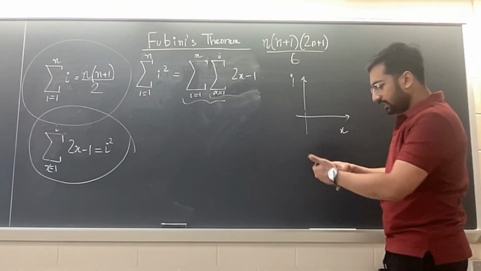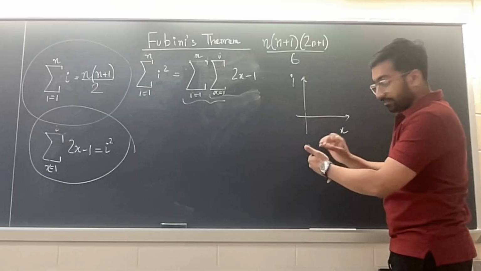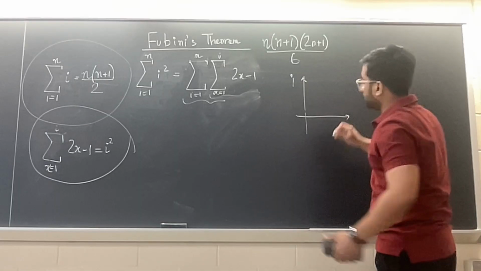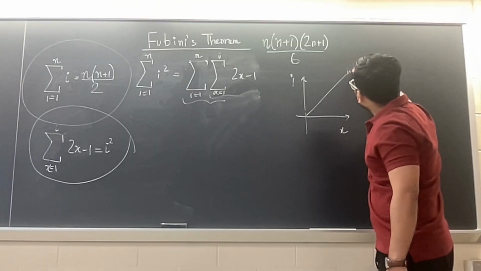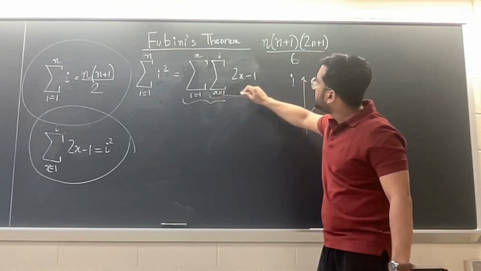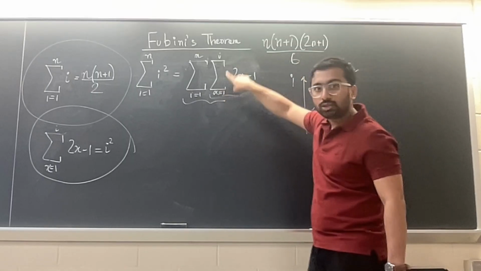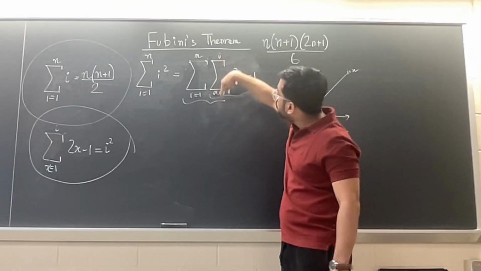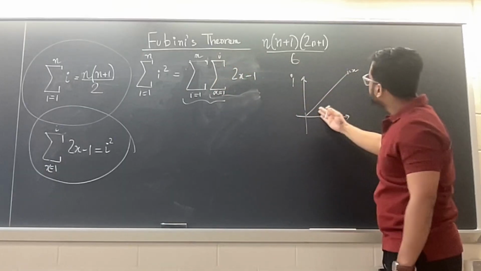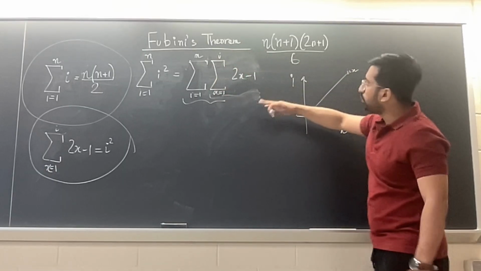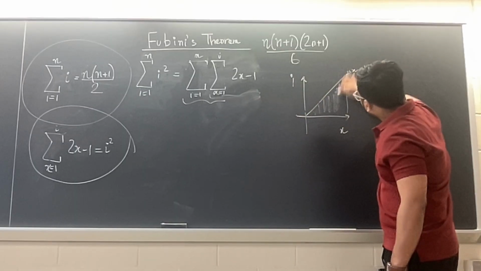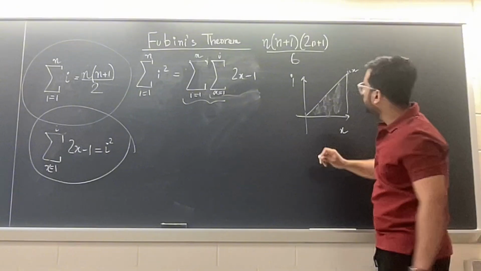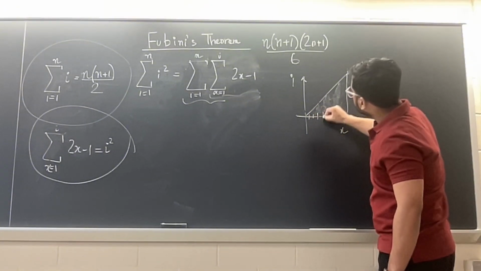Let me see, I have drawn some notes so that I don't make any mistakes while speaking. This line is i equal to x, and x is always less than or equal to i, because x is going from 1 to i, and i is going from 1 to n. So it's in this region. x is taking these discrete values.